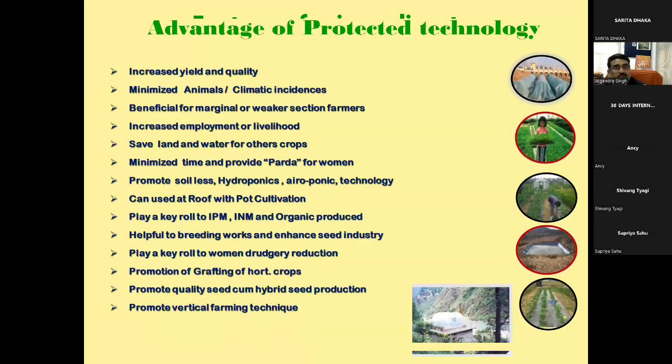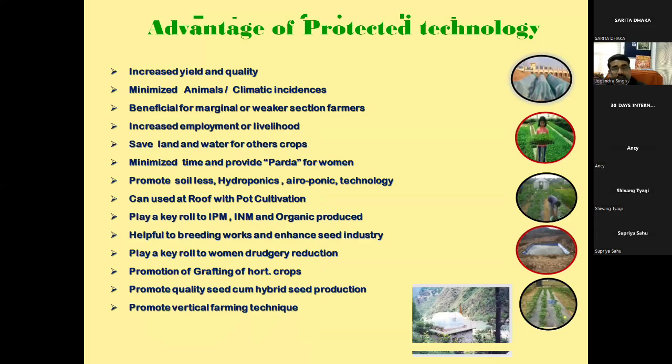So what is the advantage of protected cultivation and the positive role of protected cultivation? Why the need of protected cultivation? So we can see here, increased yield and quality. This is an advantage. Minimize attacks of animals and climatic incidents.